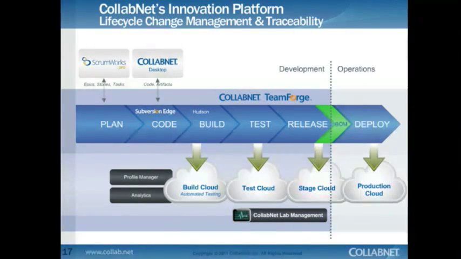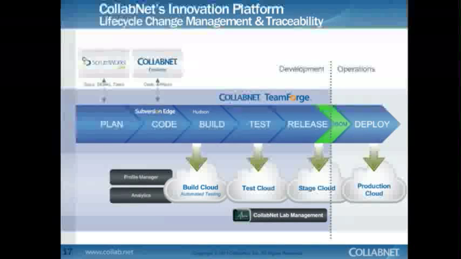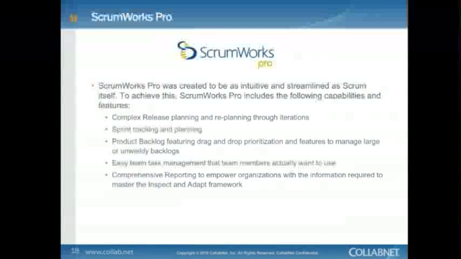And you'll notice that CollabNet TeamForge is key to the entire life cycle, because CollabNet TeamForge provides a central repository for all of the assets that are stored, and the continuous integration servers can access the assets as needed from CollabNet TeamForge. I want to talk just a little bit about each of those components. Again, I don't want a product pitch here, but I do need to at least talk about the different components. So let me quickly talk about ScrumWorks Pro.